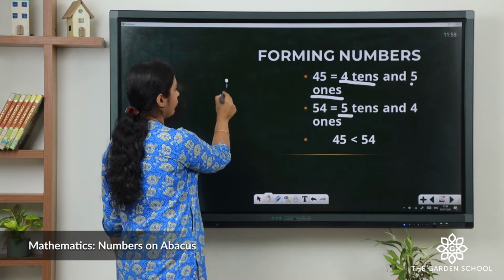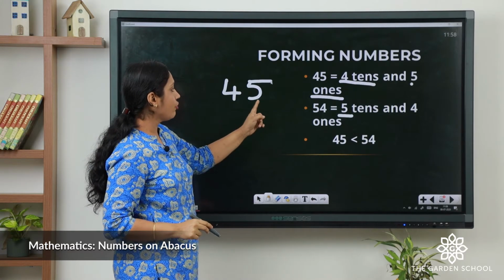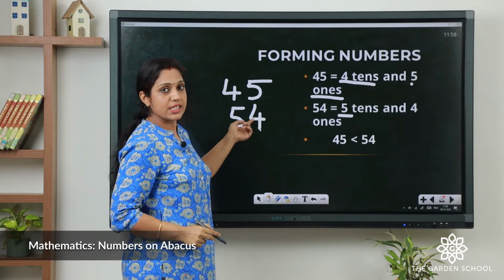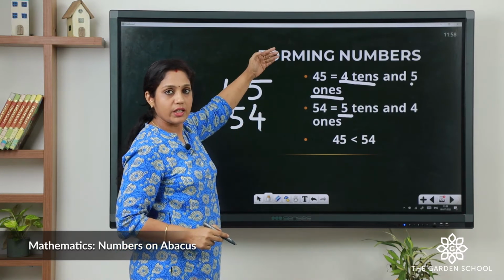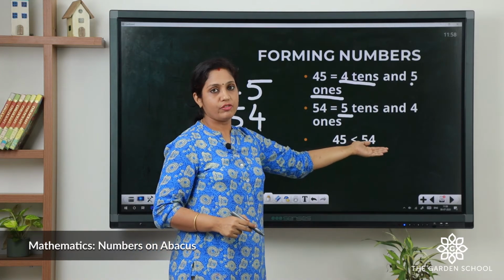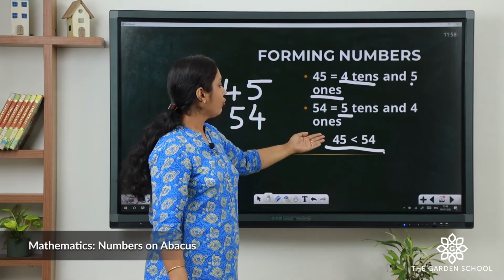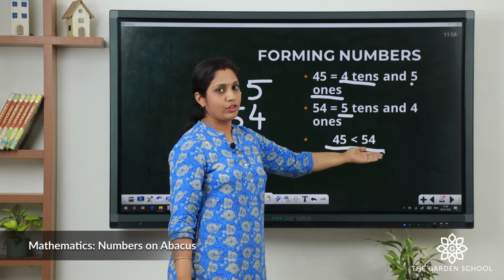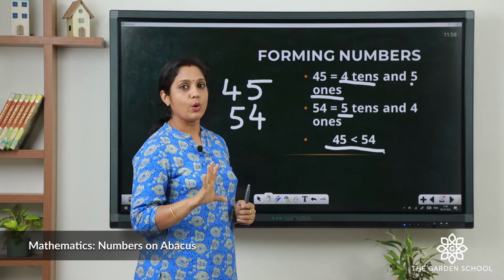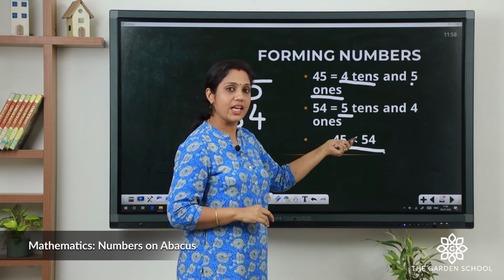When we get a number, we have to find out the ones and tens. In 45 we have 4 tens, 5 ones. In 54 we have 5 tens and 4 ones. So the numbers are not equal. We can write 45 is less than 54. Using the symbol we can write like this. And how is it read? It is read 45 is less than 54. In the last class we learned that in the sign, the mouth always opens to the greater number. So this can be read as 45 is less than 54.